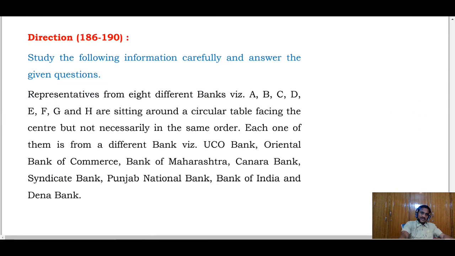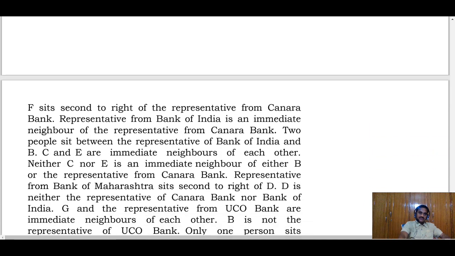Now in questions 186 to 190, representatives from 8 different banks, A, B, C, D, E, F, G and H, are sitting around a circular table facing the center. Eight persons are seated around a circular table facing the center.